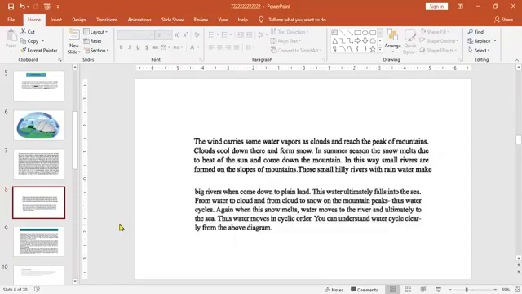You know that the atmosphere contains a little amount of water vapor every time. Okay. The wind carries some water vapor as cloud and reaches the peak of the mountains. Clouds cool down there and form snow.